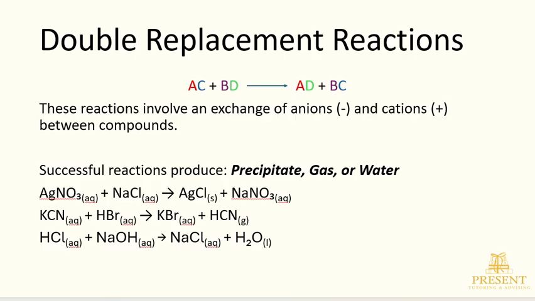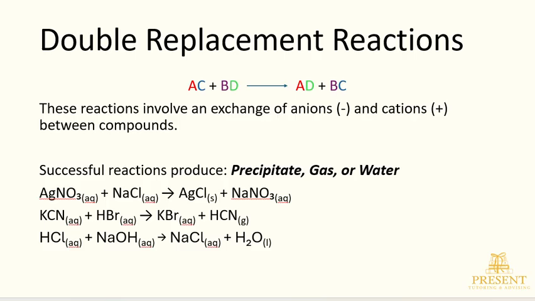So in this case with AC, A is positively charged, C is negatively charged, B is positively charged, D is negatively charged. And so we have a scenario where the positively charged A can then go and combine with the negatively charged D from the other compound, and then the positively charged B can go and react with the negatively charged C. And that's why you're having a switch of different anion cation combinations.